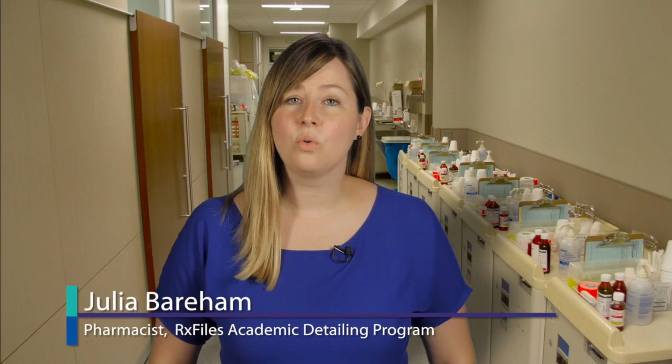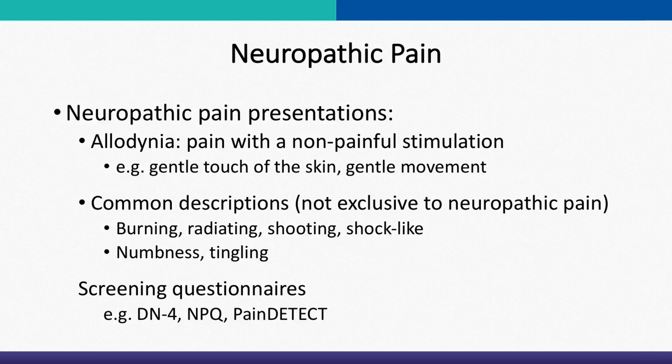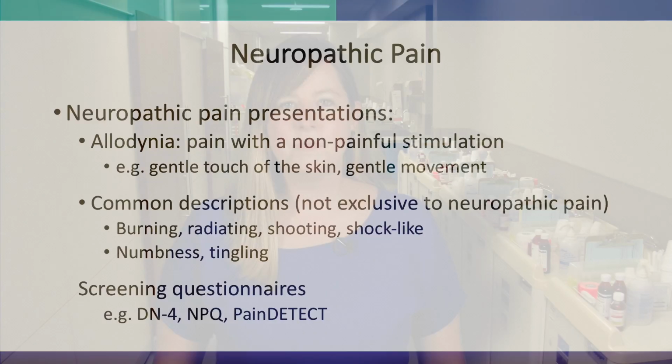It is important to determine what types of pain someone has in order to ensure that the appropriate medications are chosen for treatment. Neuropathic pain can present in many ways. Individuals may experience allodynia, which is the experience of pain from a non-painful stimulation, such as a light touch to the skin. Neuropathic pain is sometimes described as burning, radiating, shooting, or an electric shock, although these descriptions are sometimes used for other types of pain as well. People can also describe paresthesias such as numbness or tingling with neuropathic pain.